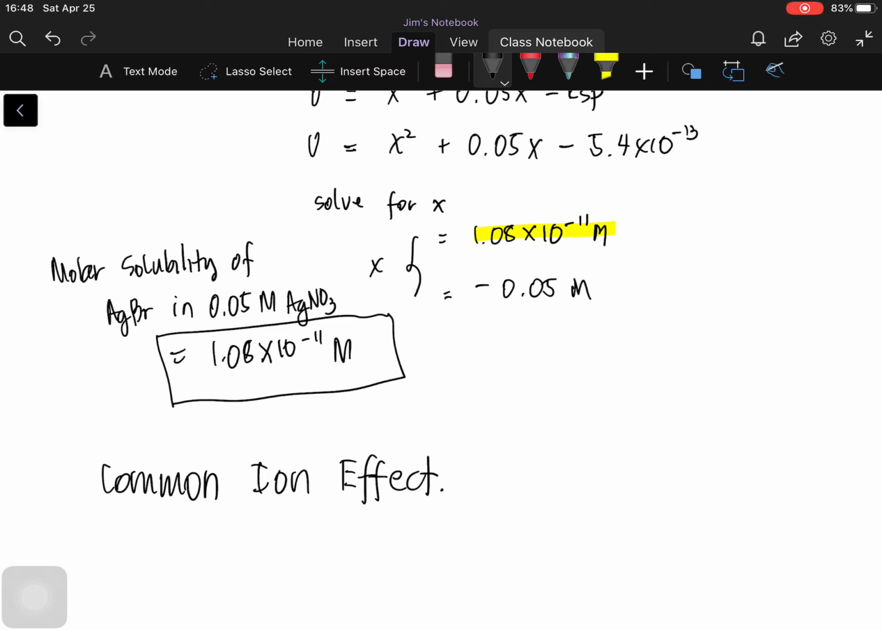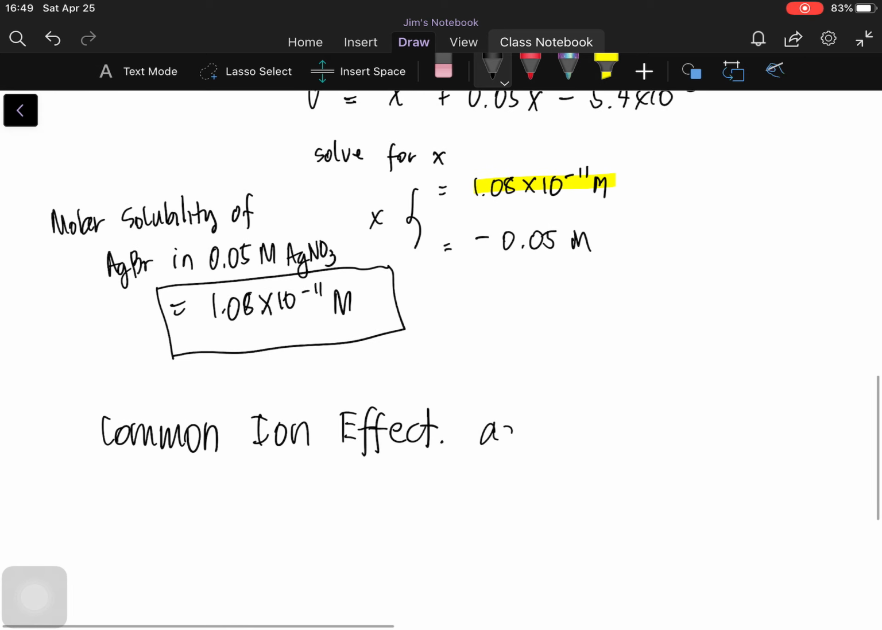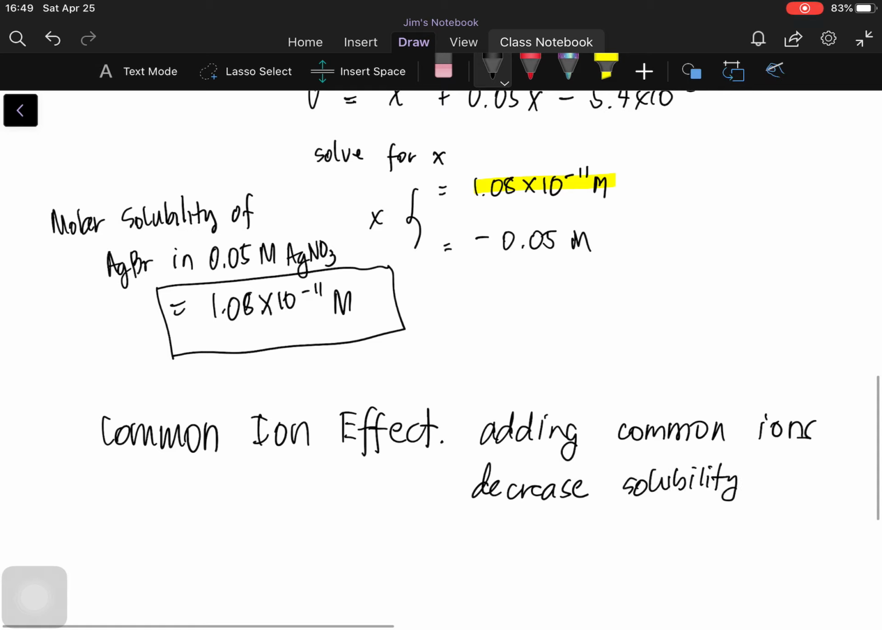Basically, the summary is that when you add common ions in your equilibrium system, the molar solubility of your substances generally decreases. Adding common ions decreases solubility. So that's the idea for the common ion effect.